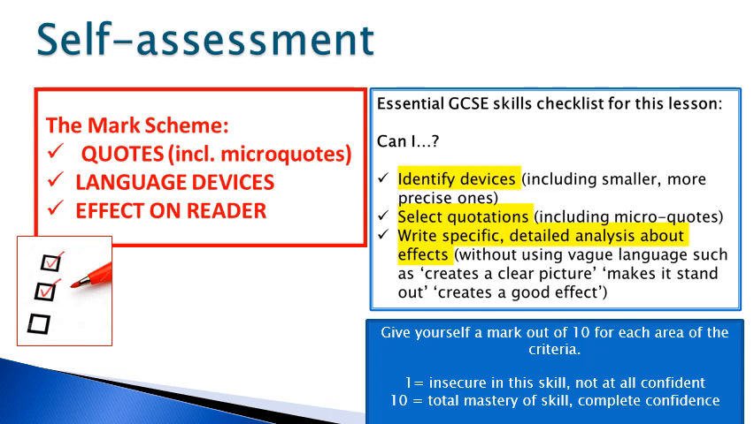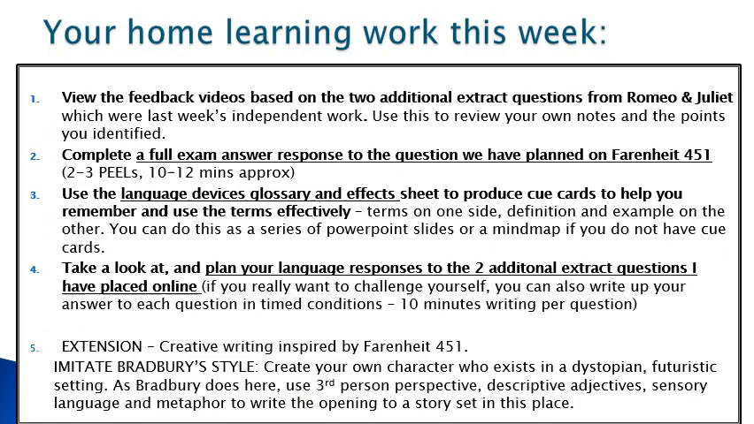You can see that video and all the feedback that will be online after the fact, and there are also further tasks for you to do. Your home learning this week is to view the feedback videos based on the 2 additional extract questions from Romeo and Juliet. That was last week's independent work, and those videos have me working through the annotations for a couple of extract questions. I want you to complete a full exam answer on that question we've just planned for Fahrenheit 451. I want you to have a go at producing some cue cards or some PowerPoint slides or a mind map for your language devices with examples. And then there are 2 additional extract questions online for you to have a go at.